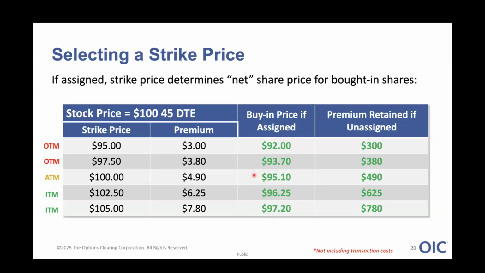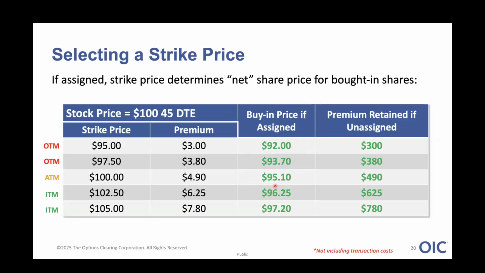So you have to figure out what level you're comfortable buying it at. What strike am I comfortable owning the shares at? And then weigh that against the premium that you're receiving, because the premium you receive is going to lower your effective break-even price. If I sell these 100 level puts with the stock trading at 100 for 4.90 and I get assigned, I know that I'm going to be long shares at 95.10. If I'm comfortable being long shares from 95.10, maybe I want to target that 100 put.